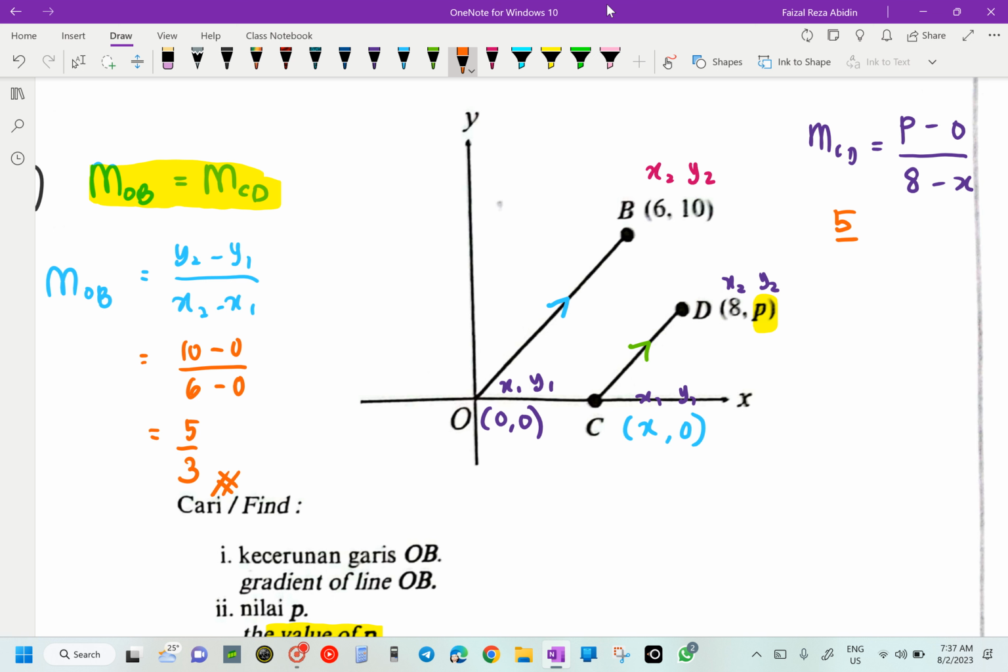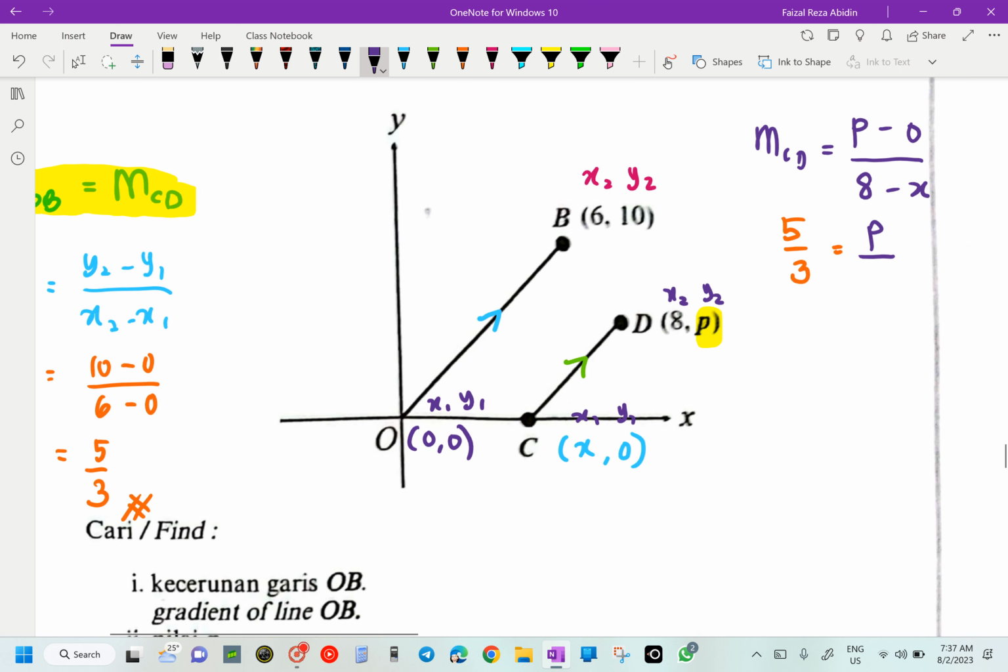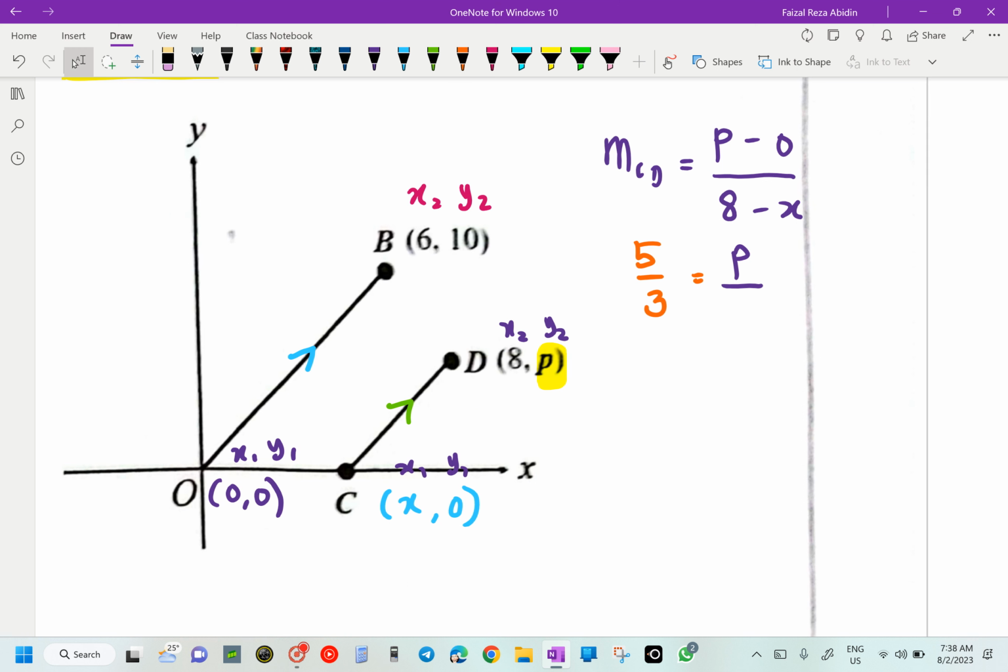5 over 3 over here equals P minus 0, P over 8 minus x. Isn't it? Okay. What did you have over here? The value of P.